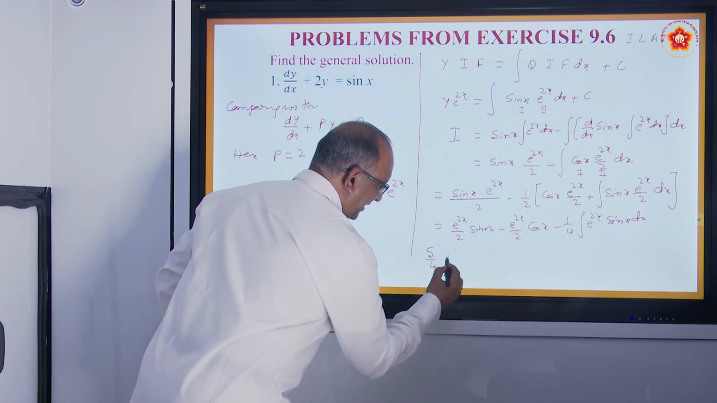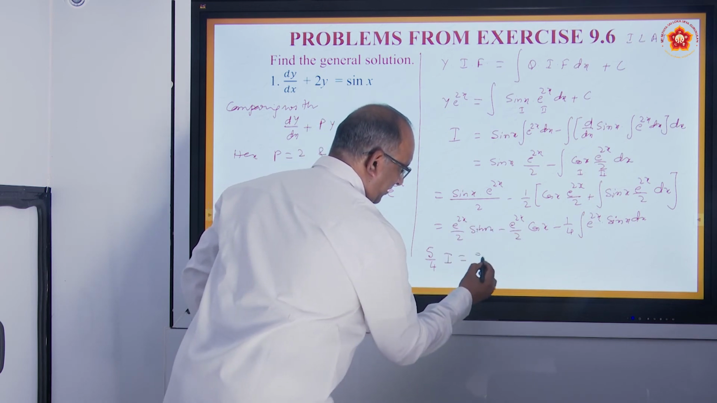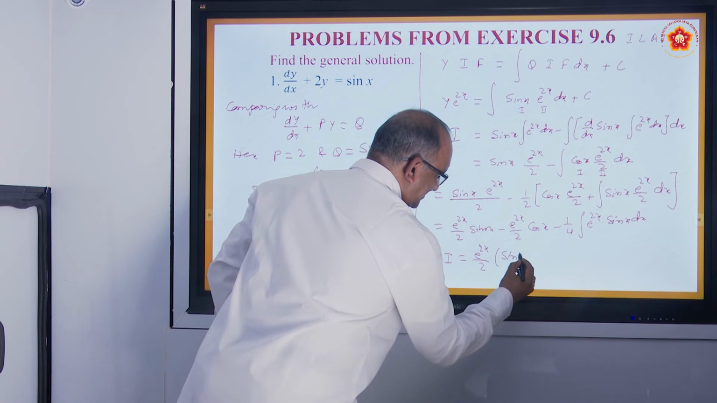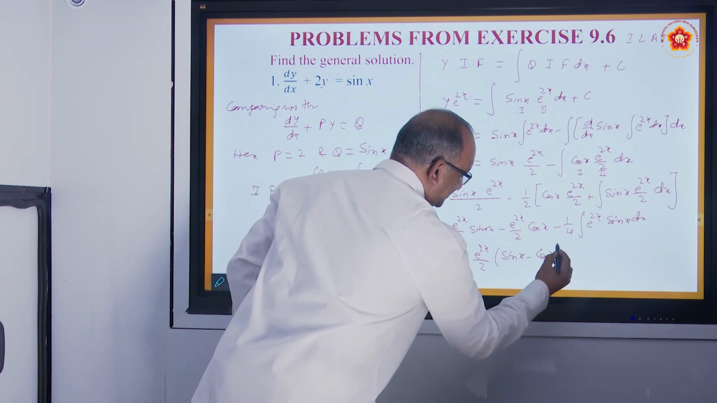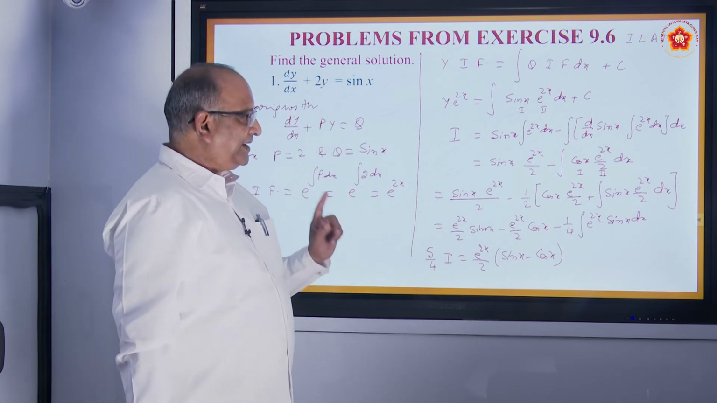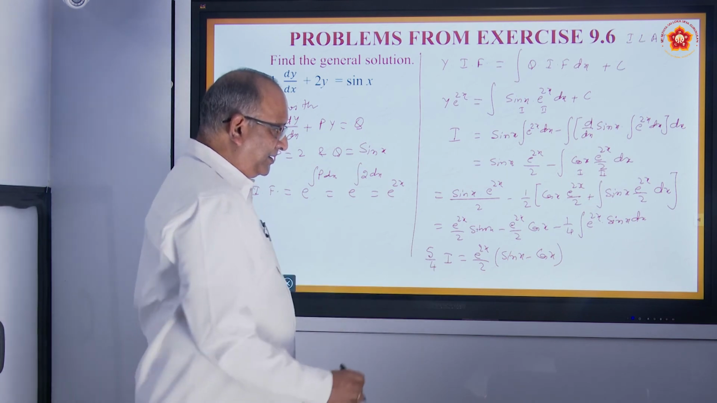5 by 4 I is equal to, in these two you can take e to the power 2x by 2 common and you can write it as sin x minus cos x, because that we already got this side. What is our objective? It is to find I. So what is I?